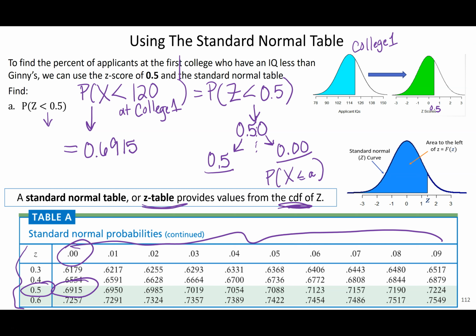So what this is saying is at college 1, Ginny has a higher IQ than about 69.15% of the applicants. You could also think of this, and we'll get into percentiles, as the 69.15th percentile. Some people prefer to think of percentiles strictly as whole numbers. We're not too picky. So the idea is about 69% of the applicants at college 1 have a lower IQ than Ginny does.